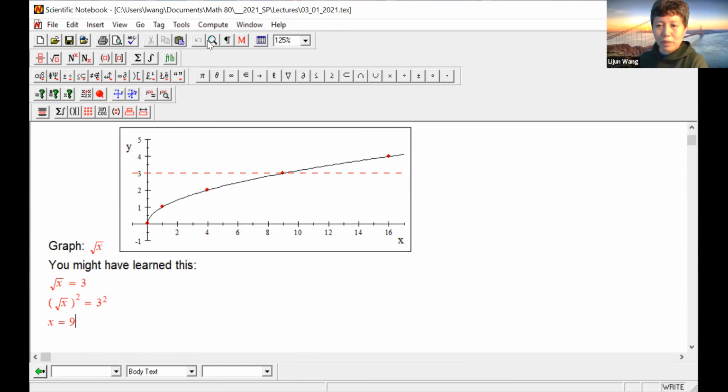Has anybody learned it this way? Can you raise your hand? Anybody learned it this way? Or you can put a message on the chat. Did anybody learn it this way?